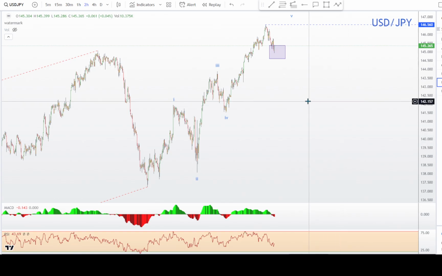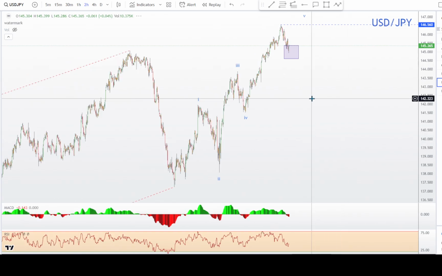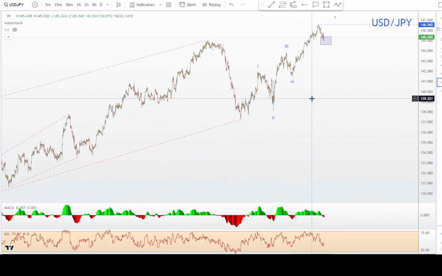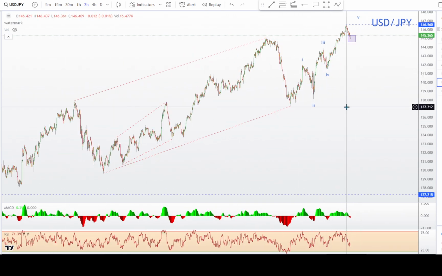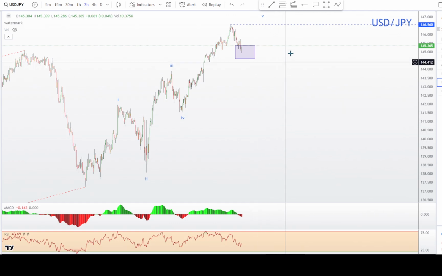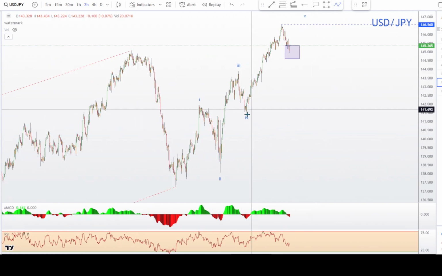All right, yen. Yeah, so I said I was looking for ending diagonal after this big running flat. And to me, it looks like it's not quite done. They did break that third, the 3 high. I mean this high over here. They broke that, but I think that it's just coming up.